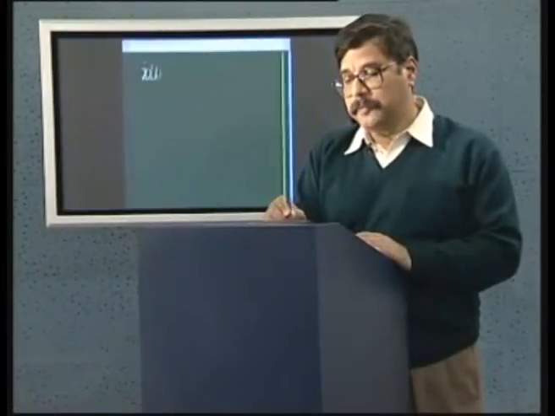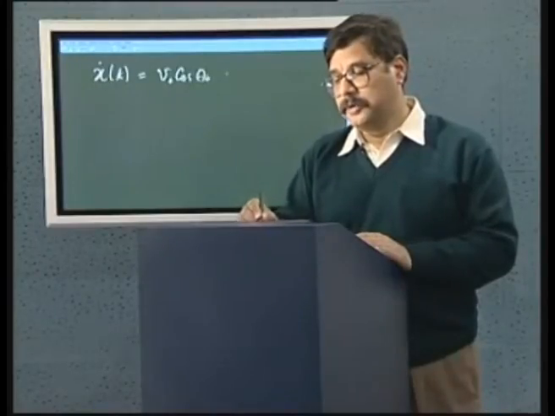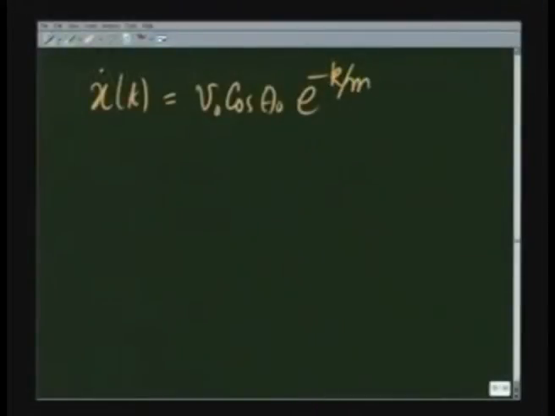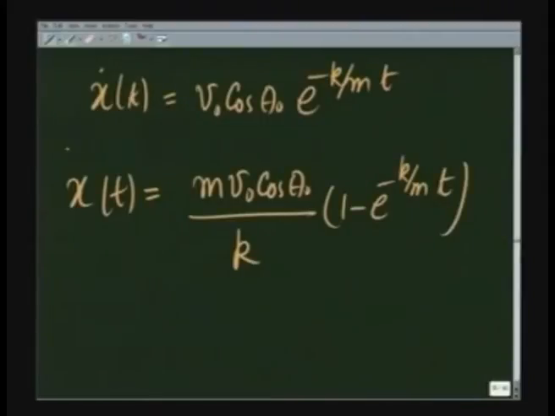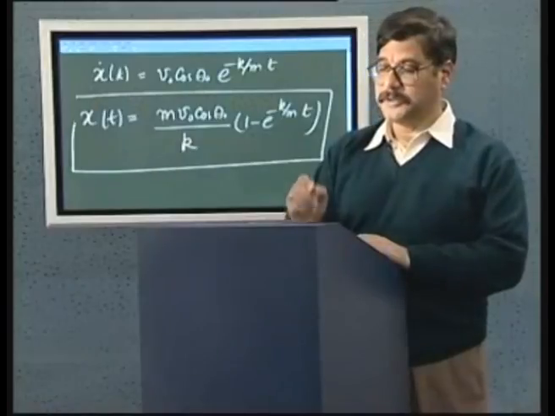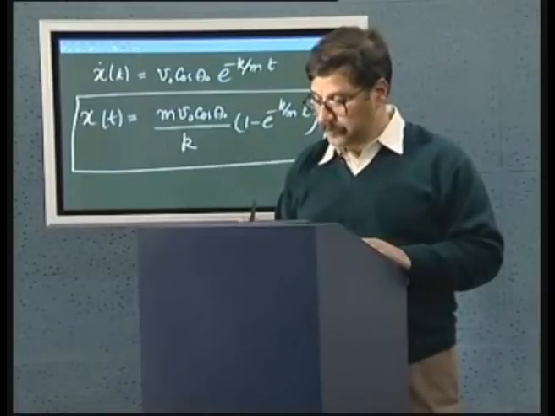So going back to our expressions, we had x dot t is equal to v naught cosine of theta 0 e raised to minus k over m t, which gives me x t is equal to m v0 cosine of theta 0 over k times 1 minus e raised to minus k over m t. This is my expression for x. You are also familiar with this from the earlier part of the lecture.